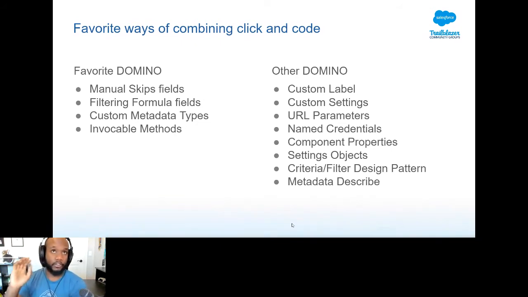So I've got a long laundry list on the right side, though, of other things: custom labels, custom settings, URL parameters, named credentials. All of these things you're able to access inside of configuration, and you can also pull them into your code and listen, change, or really take action upon the different values that exist in there.